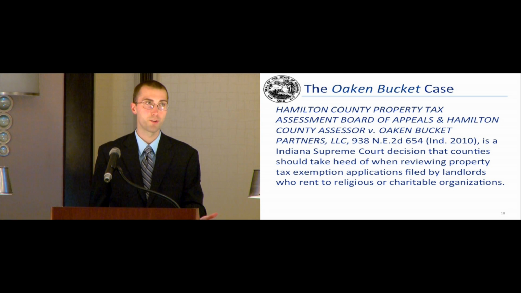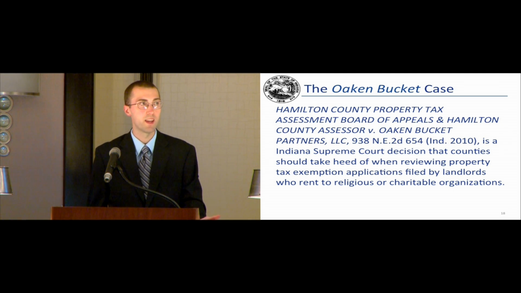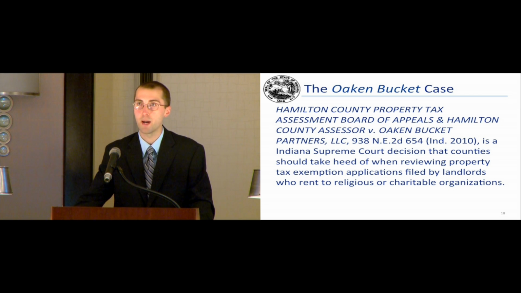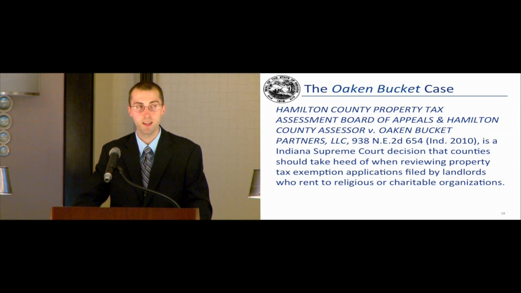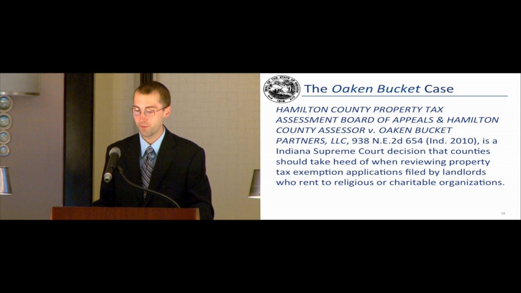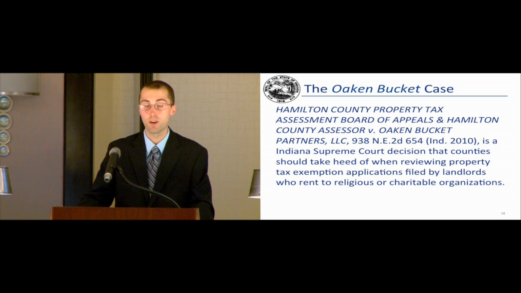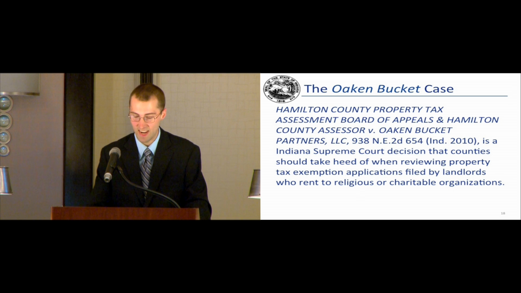The quick facts of the case were that Oak and Bucket Partners was a for-profit company that rented part of its property out to a church at below market rent. Oak and Bucket then filed for an exemption, and was thereafter denied an exemption.